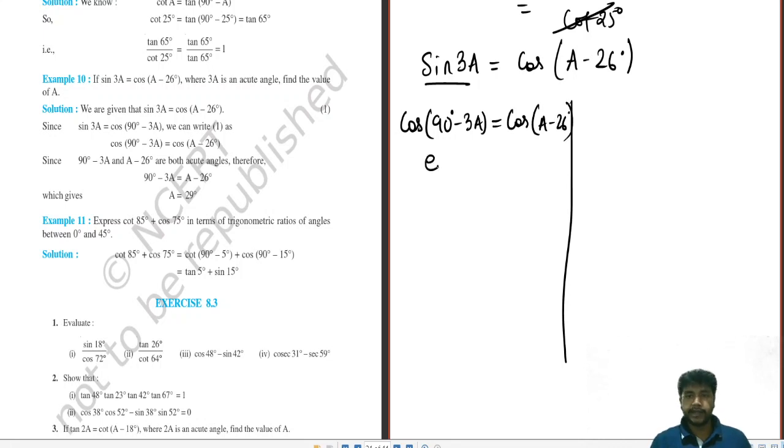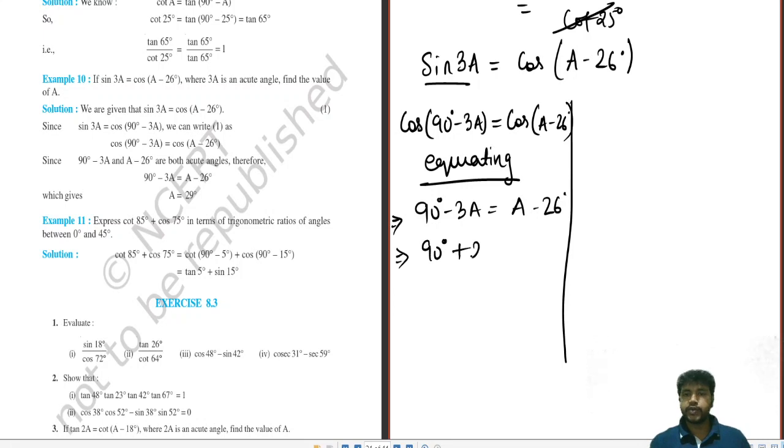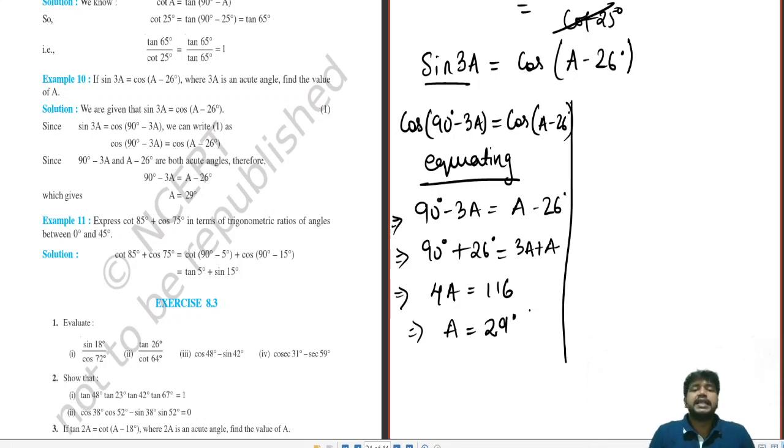So equating, 90 degree minus 3a will be equal to a minus 26 degree. So 90 degree plus 26 degree equals 3a plus a, or 4a equals 116, keeping the unknown part on the left, or a equals 29 degree. This is your answer. See, it's a basic linear equation.